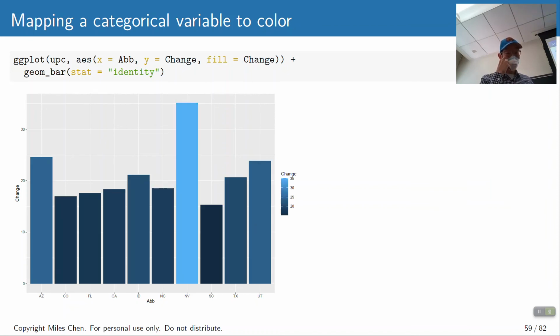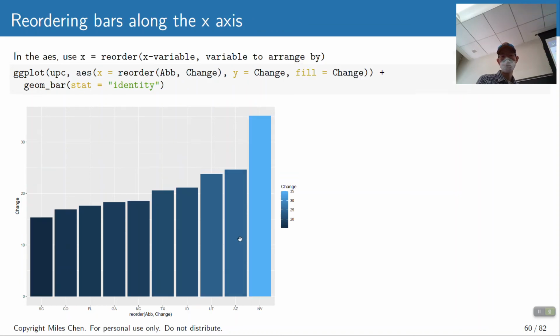Here, what did I do? Now the color, I'm mapping change to both the y and the color. So now we're kind of double emphasizing this variable. And so we can see that Nevada is the brightest. That had by far the most amount of growth represented in this data set.